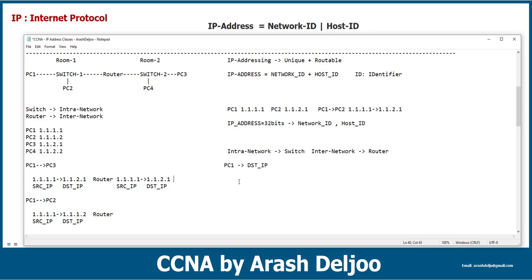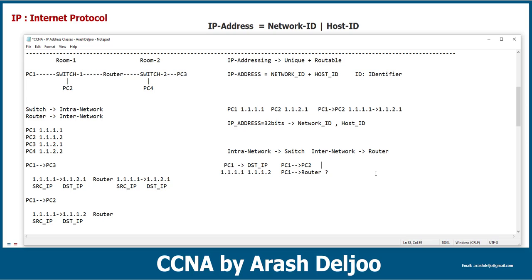For example, assume that the PC1 address is 1.1.1.1, and the destination IP is 1.1.1.2. Until now we didn't know about the network part of the PC1 and the destination IP. PC1 doesn't know whether this address resides in the same network as PC1 or in another network. Because of that, PC1 doesn't know whether it should forward the traffic directly to PC2 through a switch, or forward the traffic from PC1 to the router.